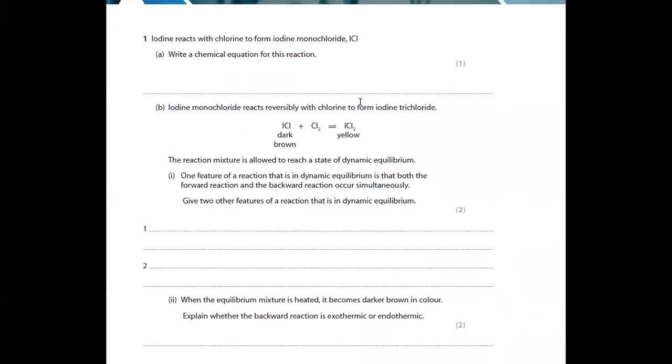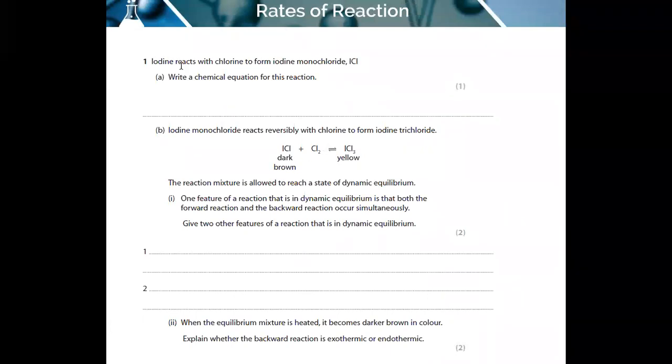Okay, take a look at the first part. Iodine reacts with chlorine to form iodine monochloride. Write a chemical equation for this reaction. So just write down a general equation. They have told you everything, what the reactants are, what the products are. You just have to write down an equation and balance it. That's it. So go ahead, give that a try. You can write it down on the chart, you can do that as well.